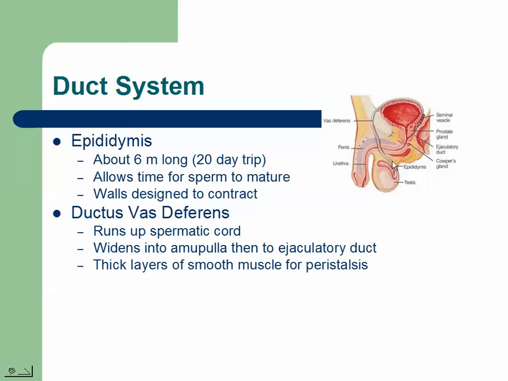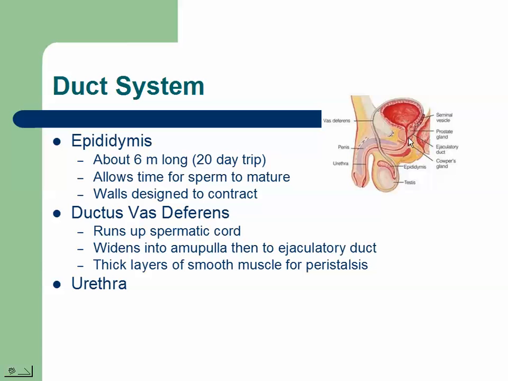The whole length of this duct has thick walls of smooth muscle, and we've seen this before in a lot of the previous systems that we've talked about. This is for peristalsis, so this is going to actually move all of that sperm along, just like we saw in our digestive system, just like we saw in our urinary system, and that allows movement against gravity.